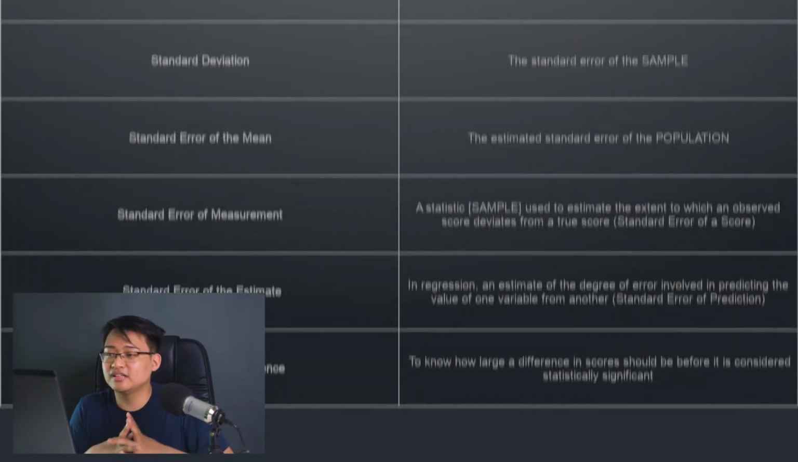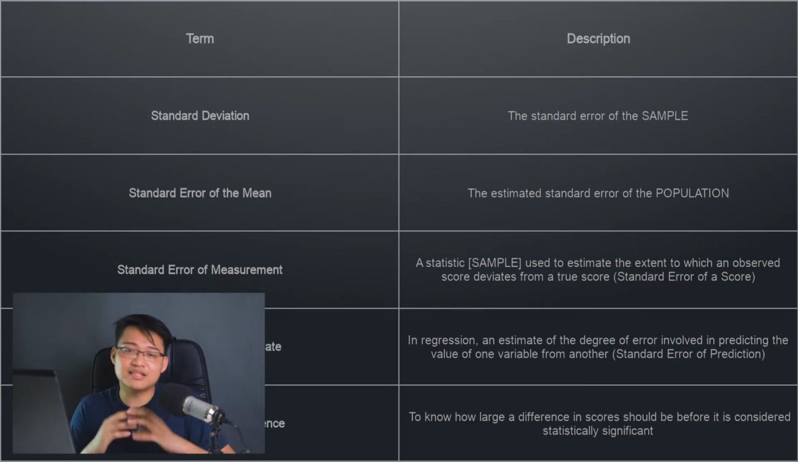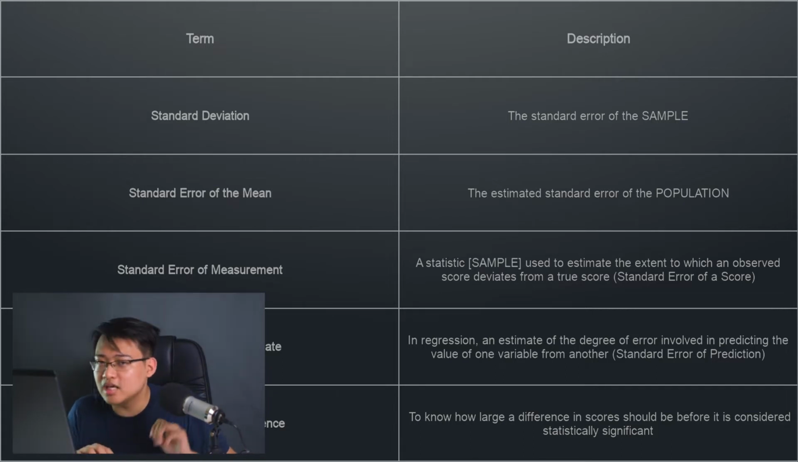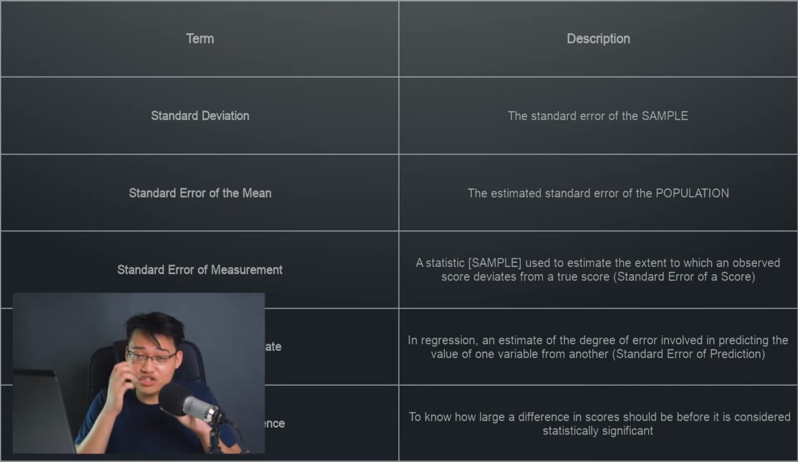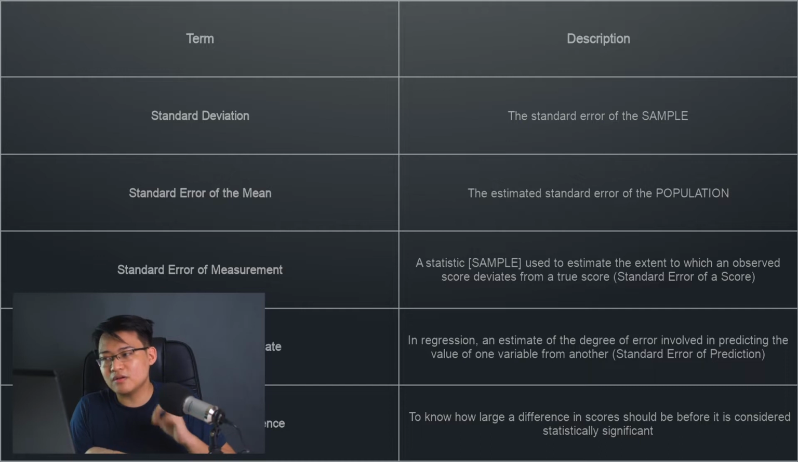Let's talk about important terms first. So, standard deviation, when we talk of standard deviation, it means the standard error of the sample. That's why we don't want to be making conclusions based on standard deviation alone. Because we want to be able to make conclusions about the population. Because if we make conclusions based on the standard deviation alone, we are making a conclusion only based on the sample. And it may or may not be applicable to other people.